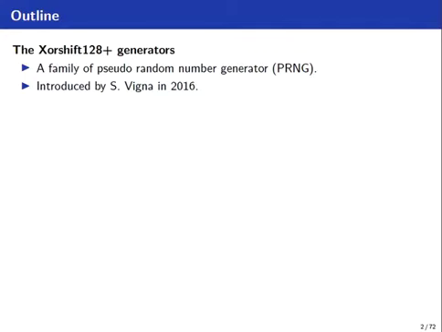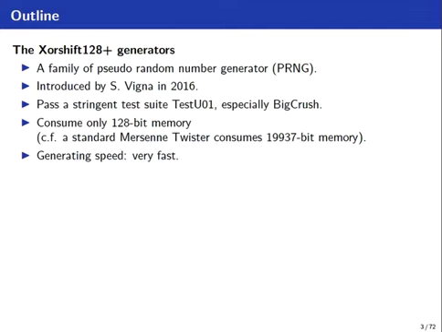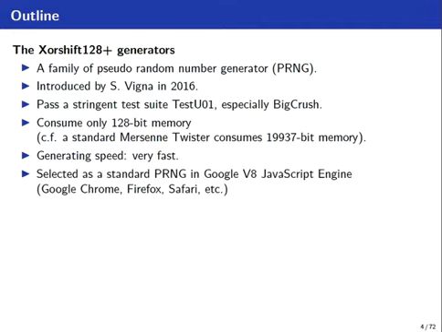Xorshift128+ is a family of pseudo-random number generators introduced by Sebastiano Vigna in 2016, with many advantages. They passed the stringent test suite BigCrush in TestU01. They are compact and very fast, and one of them is adopted as the standard pseudo-random number generator in the JavaScript V8 engine. As a result, it is used in many major browsers such as Google Chrome, Firefox, etc.